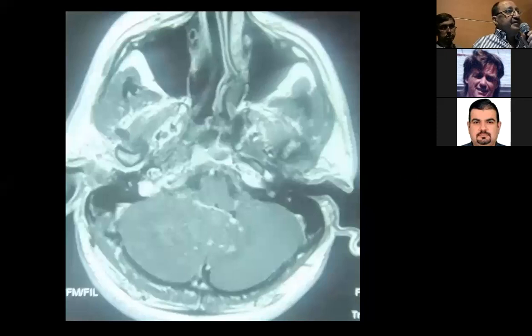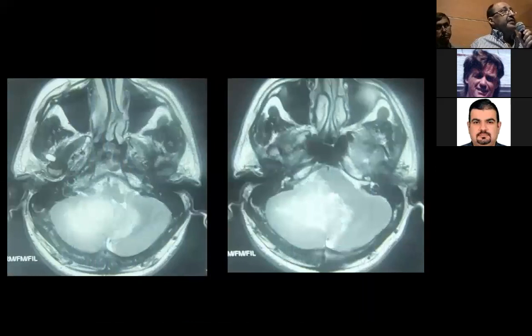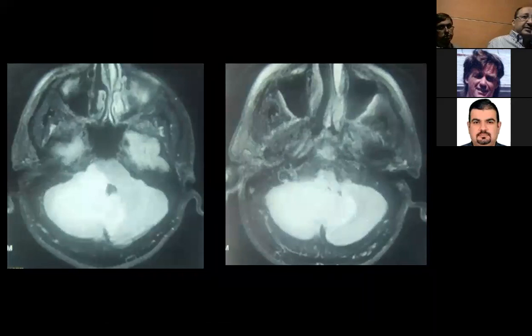This is also T2-weighted axial view for the same patient. We can see the same findings, also this extension into the brainstem. This is FLAIR sequence. FLAIR sequence is very important to diagnose leptomeningitis, because in FLAIR sequence, there is no suppression of the CSF because there is adhesive material within the subarachnoid space. This is very diagnostic.